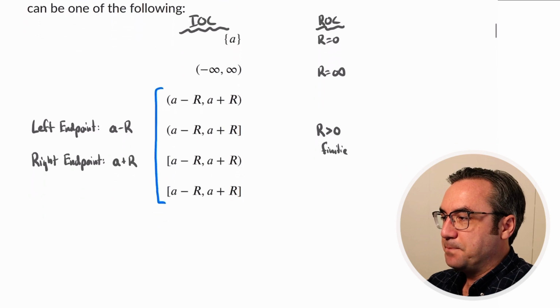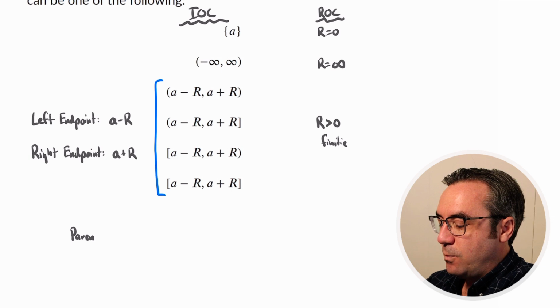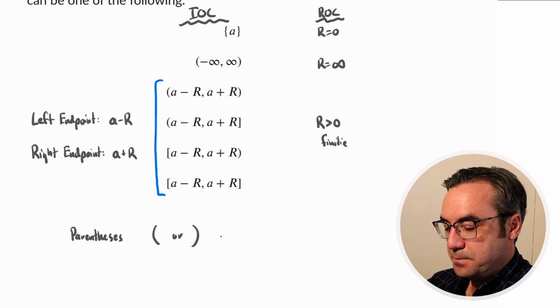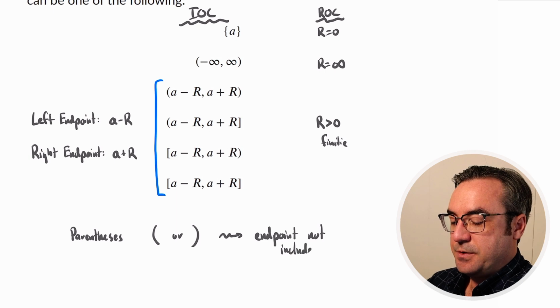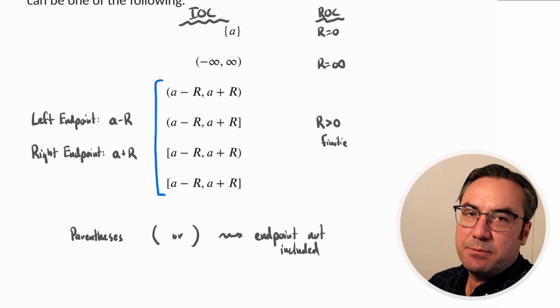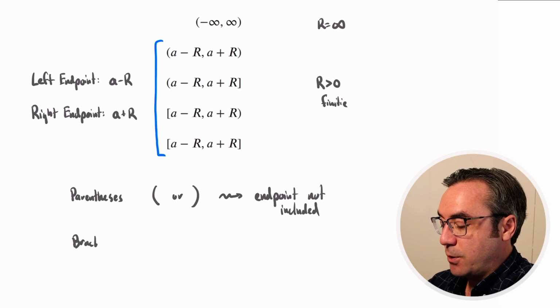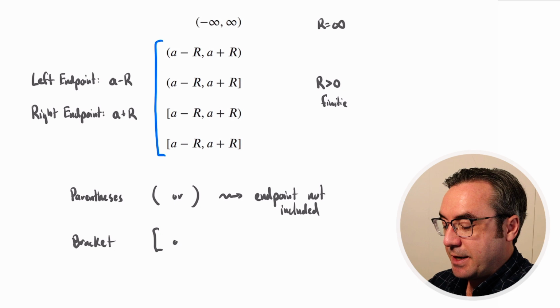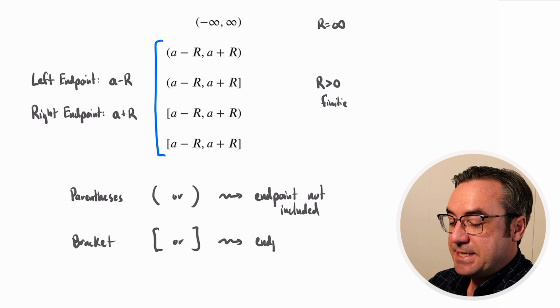And just a reminder, we use parentheses when we want an endpoint to not be included. So if you use parentheses, it means we're excluding that endpoint from our interval. And if we use the brackets, brackets mean that we're going to include that one. So if we use the square brackets, the endpoint is included.